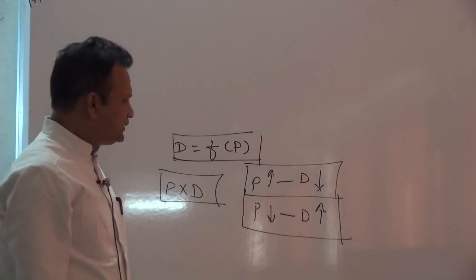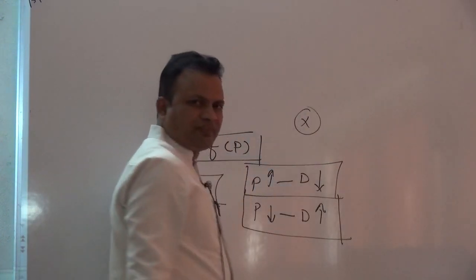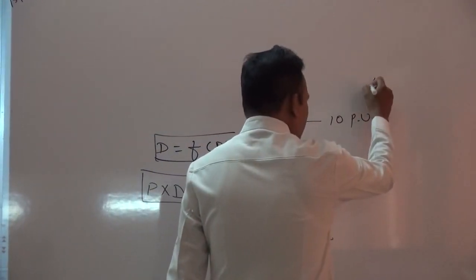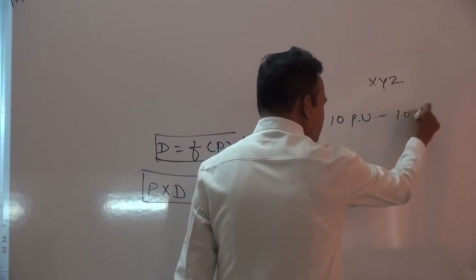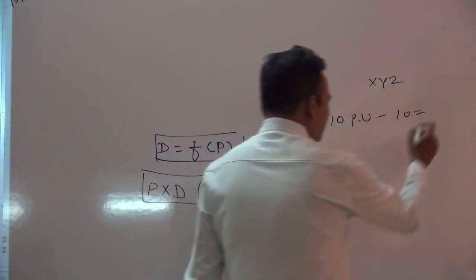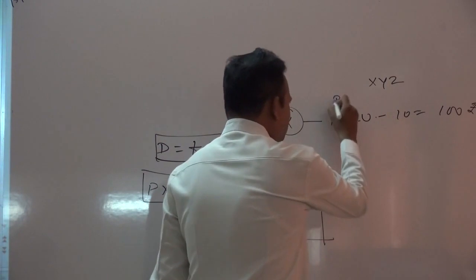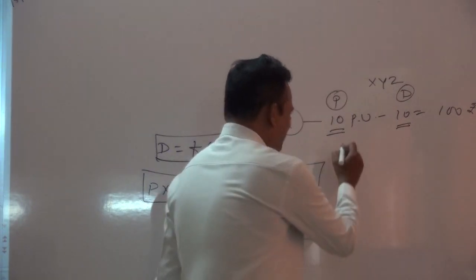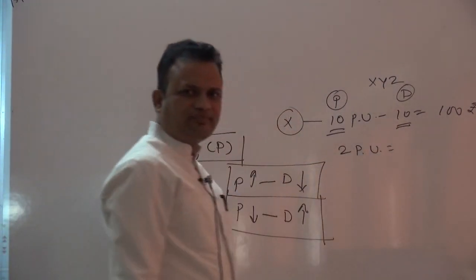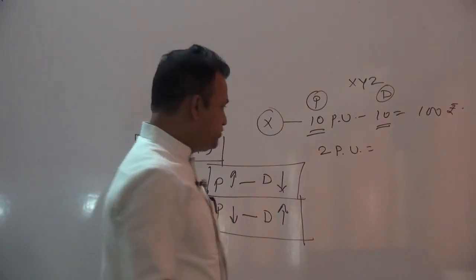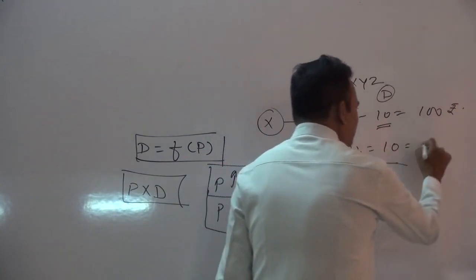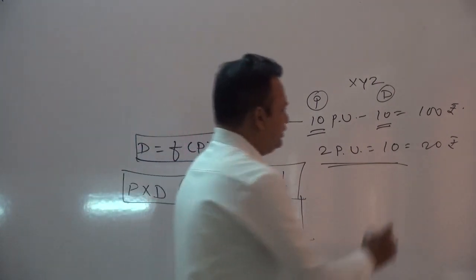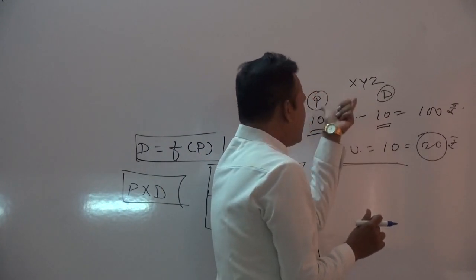We can take one example. Suppose X is the product and the price of X is 10 rupees per unit. At that time, person XYZ is willing to buy about 10 units. He will spend almost 100 rupees on this product, because the price is 10 and demand is about 10 units. If the price of this product declines from 10 rupees per unit to just 2 rupees per unit, and he wants to purchase the same quantity, 10 units, he will spend just 20 rupees. Due to the reduction in price, he is spending just 20 rupees on this commodity.